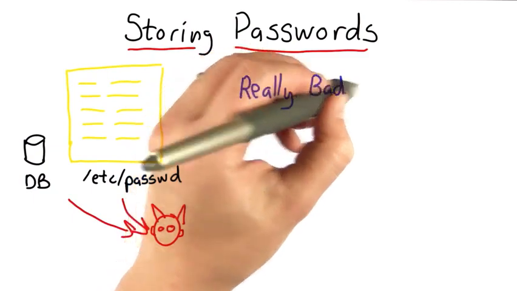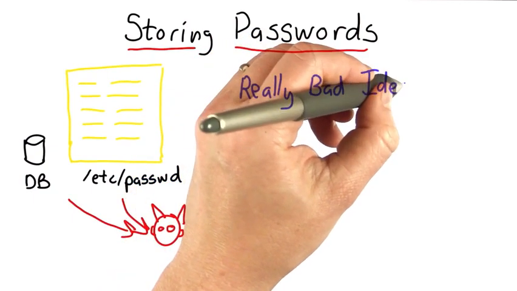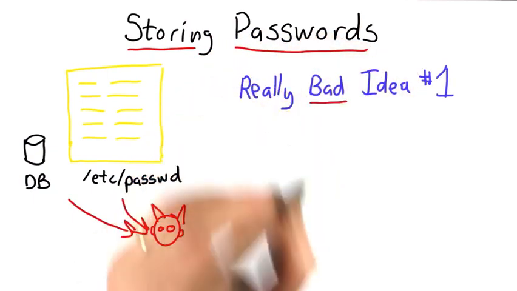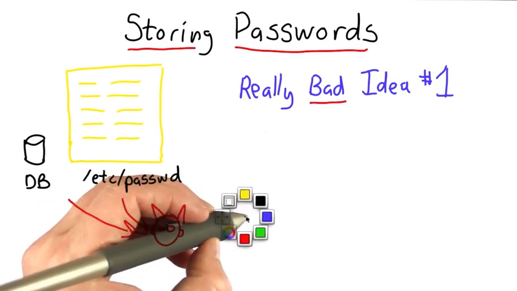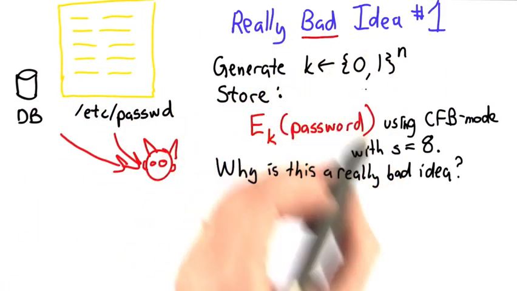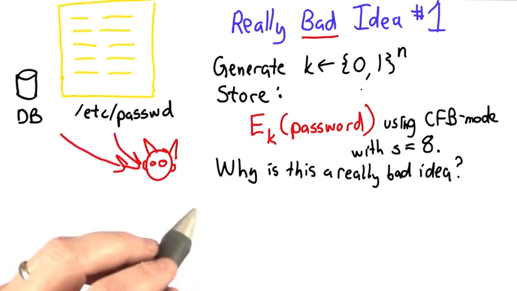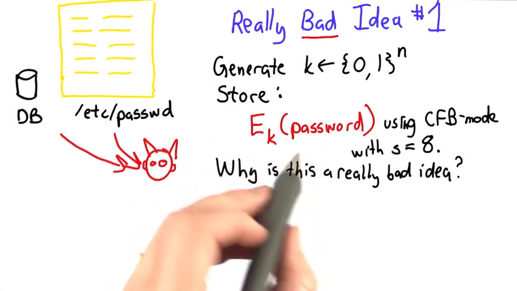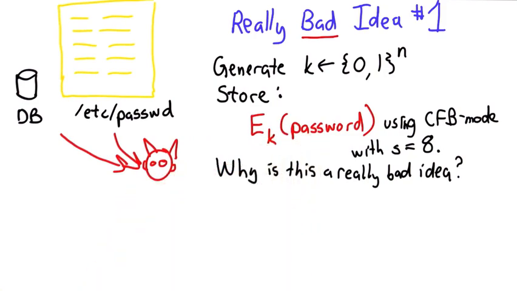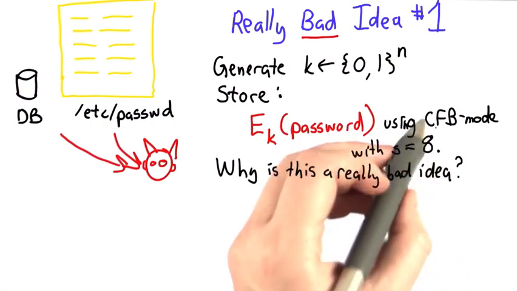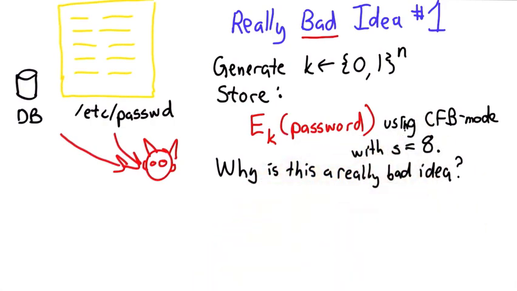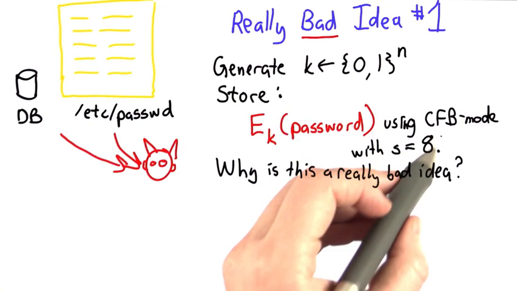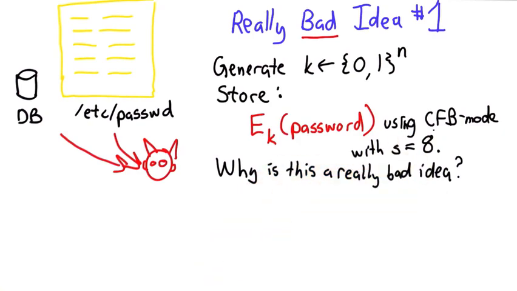Now we're going to move on to really bad idea number 1, which sounds a little bit more plausible, but is not a good way to store passwords. And so here's the plan. The server operator will generate some key. Let's assume the server can generate a good random key. And for each password, we're going to store the encrypted value of that password, encrypting using the key, using CFB mode, so that's cipher feedback mode, with message block size 8. So that will allow us to use this for any size string. 8 is the number of bits per character. That could be 7 or 8, depending on how we encode the characters.